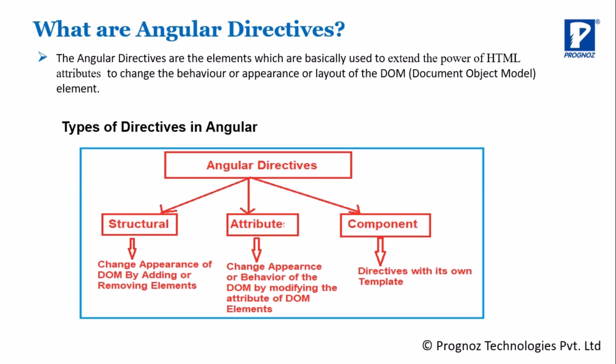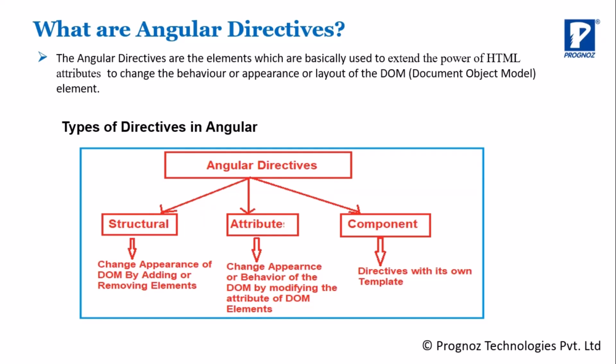There are different types of directives in Angular. How many types of directives are there? Three types: structural directive, attribute directive, and component directive. Why do we use a structural directive? For any change in the appearance of the DOM, meaning elements. We can either add an element or remove an element. For that purpose, we use structural directives.